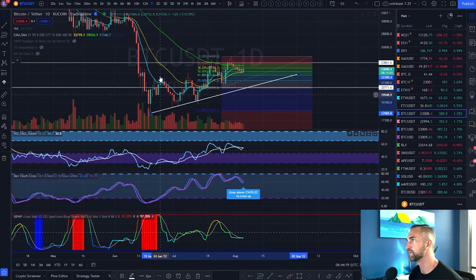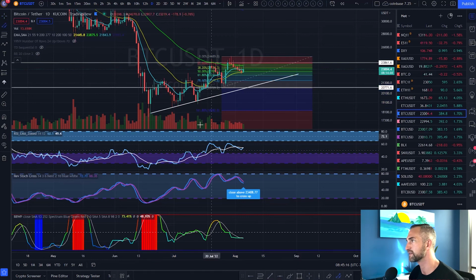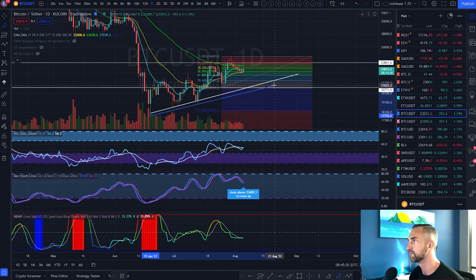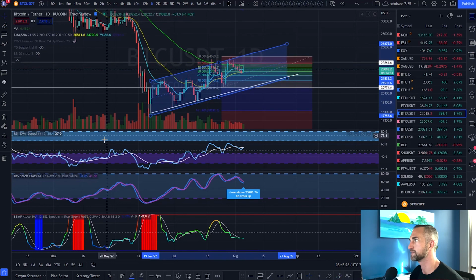And where would the measured move be? Is this a massive ascending triangle? I don't think that really works. It's probably more like a rising wedge, which these are more likely to break to the downside. And what does a rising wedge look like? Something like this. Boom. We got plenty of touches in that guy.